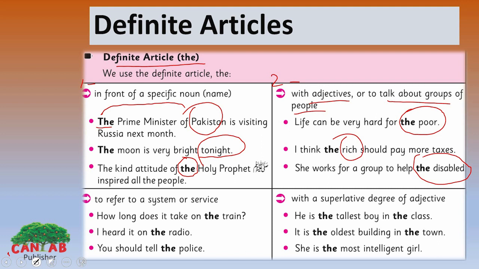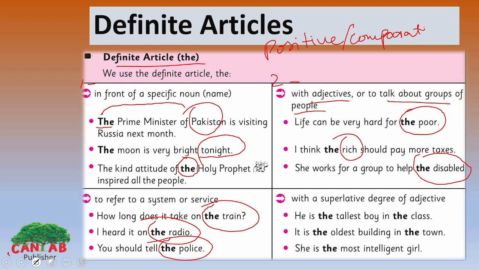To refer to a system or service. How long does it take on the train? Here the service or system is the train. I heard it on the radio. The radio. You should tell the police. Here, the police. Look at the fourth usage, with the superlative degree of adjectives. I hope you know the 3 degrees of adjectives: positive degree, comparative, and superlative.